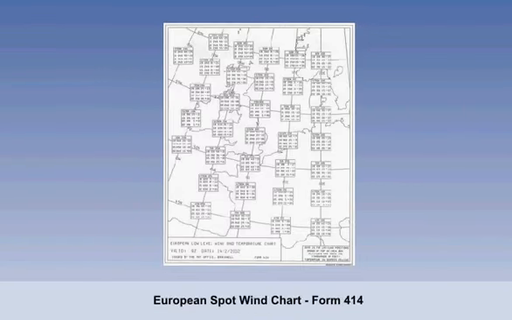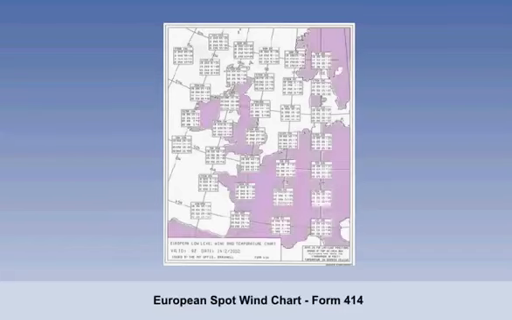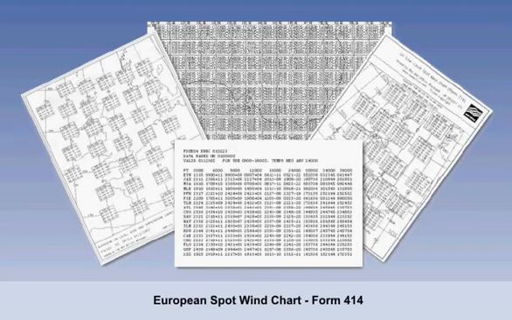The Met Office in the UK also produce a European spot wind chart called the Form 414. The details are exactly the same, but it has an extended coverage over most of Western Europe. Spot wind information from other countries will be presented in slightly different formats, but the decoding is almost the same. Before flying, ensure you are fully conversant with the format used by your country.